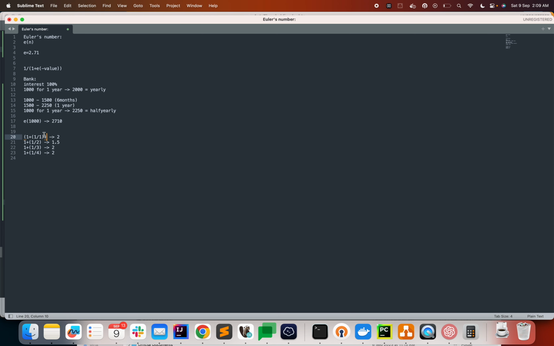Let's put the formula here first: 1 plus 1 divided by n, the whole power n. Actually, this Euler's number will be used in many places. This is just one such place, which is in the compound interest calculation. Okay, so let's go with this formula.